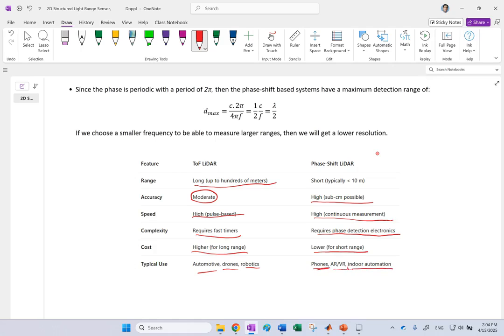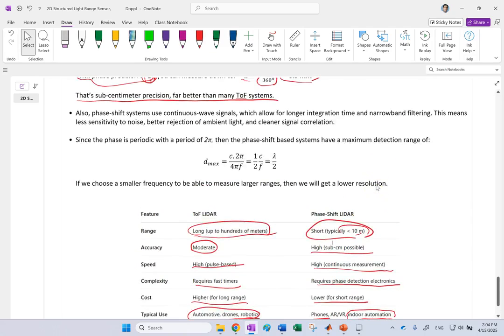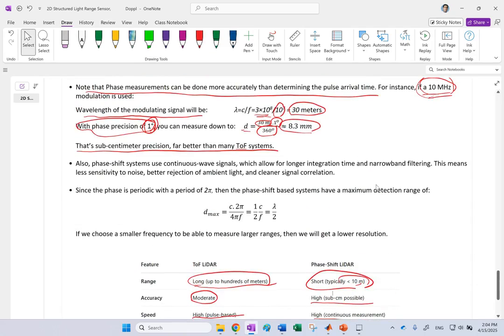And you might say, why would you use them for indoor automation as opposed to outdoor? Because they have a short range. While the TOFs can measure up to several hundred meters, these typically won't be used for more than 10 meters. Why is that? Although they are accurate, why are the ranges not too good? Well, let's take a look here.